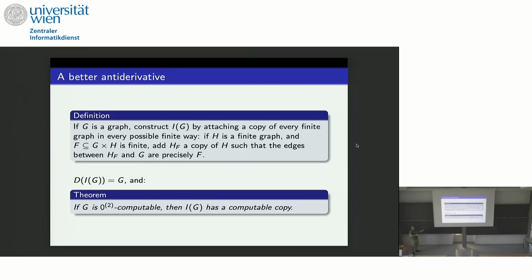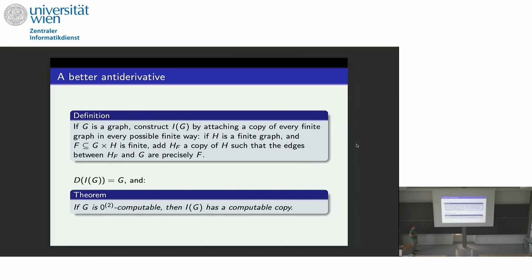Notice that if H is a finite graph, then the disjoint union of H with itself is another finite graph. So not only am I attaching one copy of H, I'm attaching infinitely many copies of H, which is really what I wanted, but it's easier to state this way. And this does behave nicely. It does remove 2 jumps to take the integral.